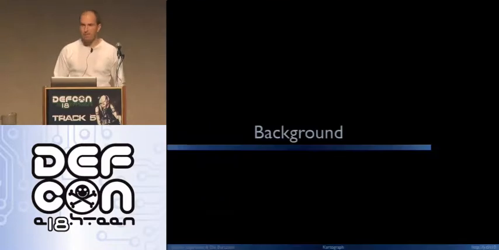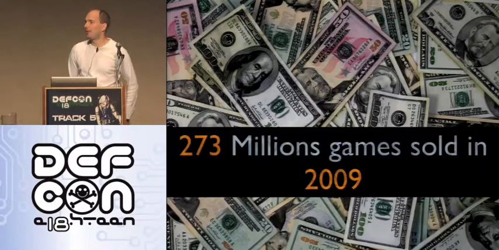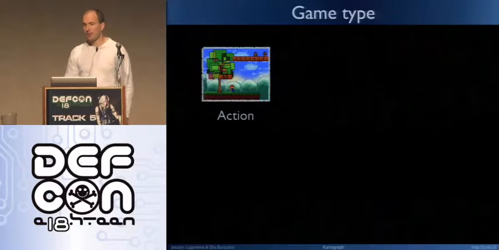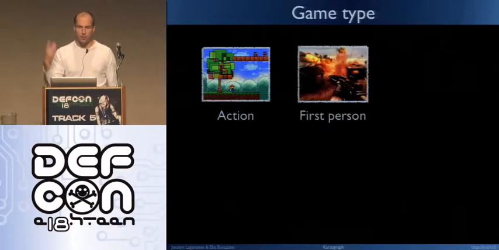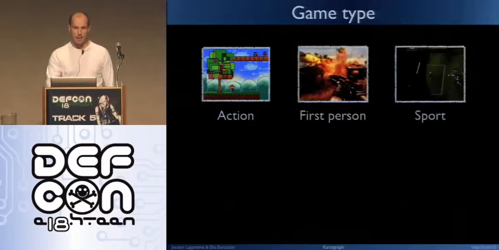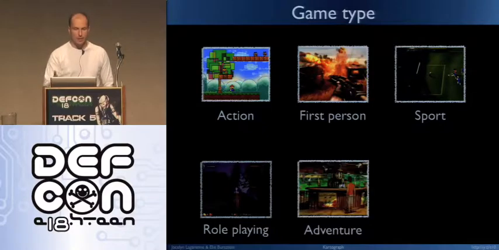So, a bit of background. We all know that games actually earn a lot of money, about 273 million this last year, and there is a ton of different kinds of games. Action games, Mario, first-person shooters, sports games, role-playing games, World of Warcraft. Any World of Warcraft players here? No one is playing World of Warcraft? Few of you? I do. Okay. And some adventure games, not that interesting to cheat on actually.